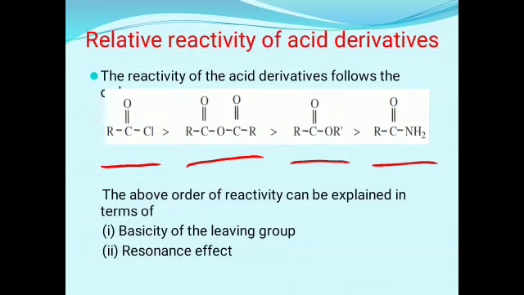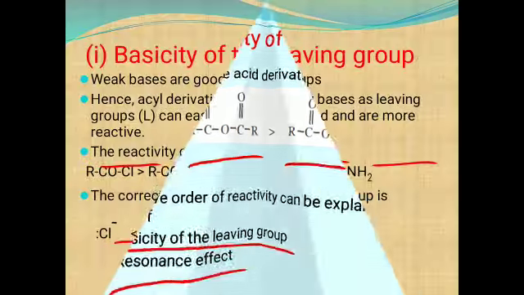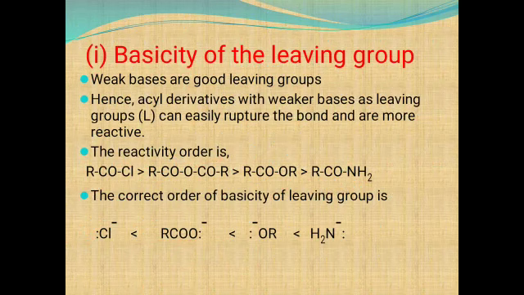How is the reactivity determined? The reactivity is determined by 2 different terms. One is the basicity of the leaving group and the second one is the resonance effect. By these 2 concepts only, we have classified the acid derivatives' reactivity into the above mentioned form. So here, how they are classified, see the next reading. First one, basicity of the leaving group. Here, which is the leaving group?